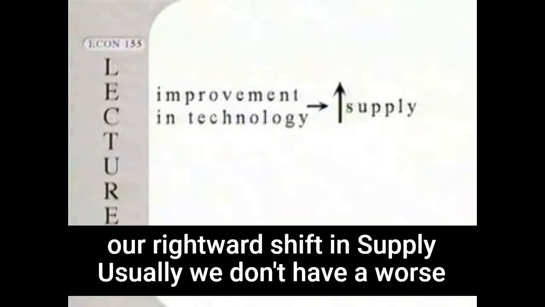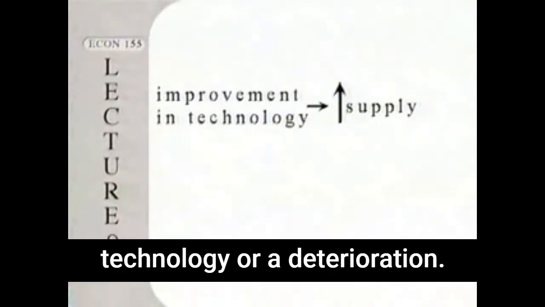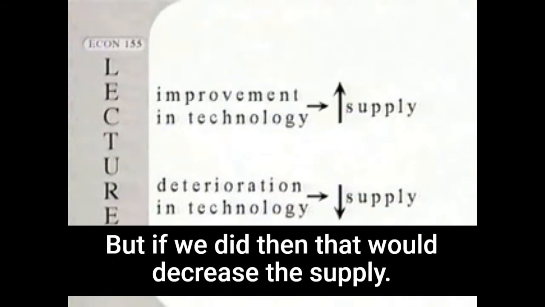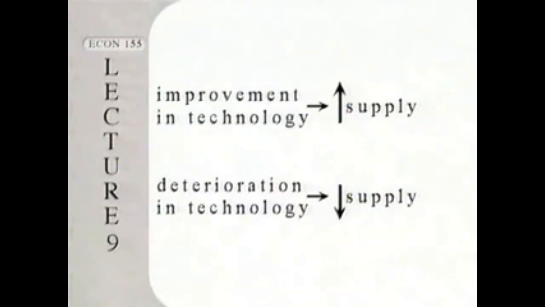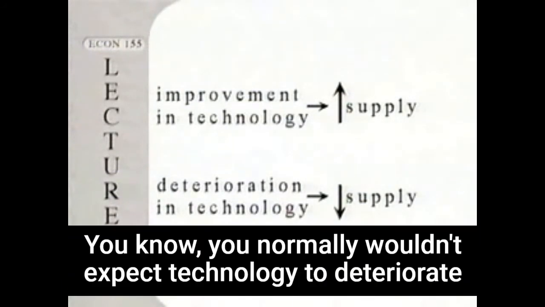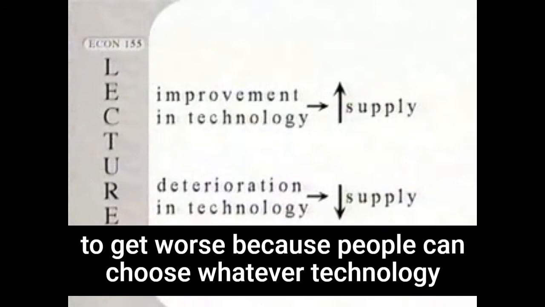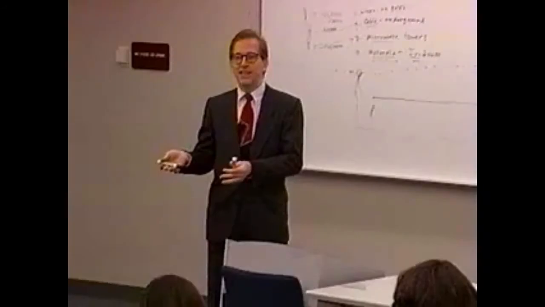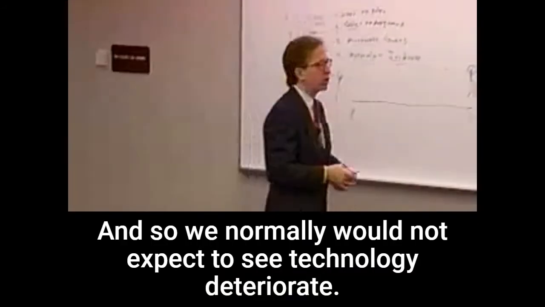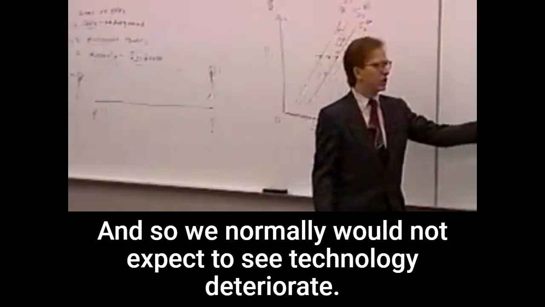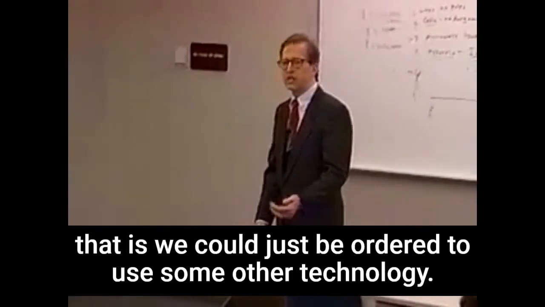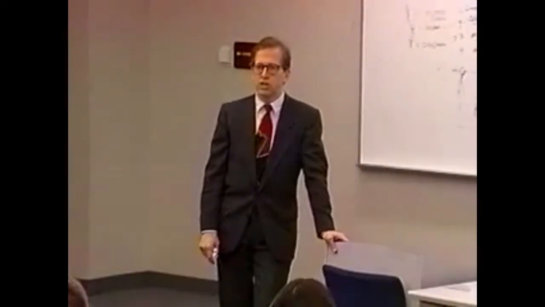Usually we don't have a worse technology or a deterioration. But if we did, then that would decrease the supply. You normally wouldn't expect technology to deteriorate, to get worse, because people can choose whatever technology they want, right? And so if they say, hey, here's a worse idea, they just say, I'm not going to use it. And so we normally would not expect to see technology deteriorate in a market economy. And there is one way that it could, and that is we could just be ordered to use some other technology.